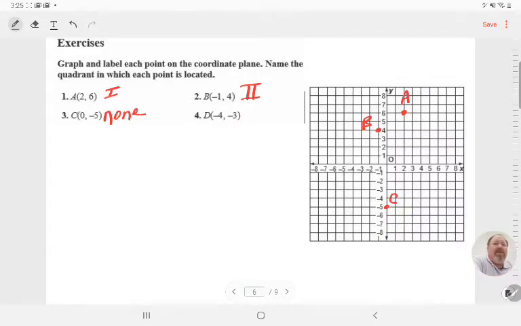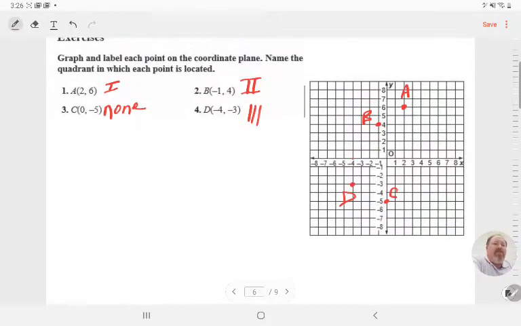Okay? And then D is -4, so we're going over to -4, and then we go down to -3, so we go right here. Remember X, then Y, and that is D, so that is in quadrant 3. Okay, so quadrant 3. All right, so there's graphing, and that's labeling which quadrants we have.